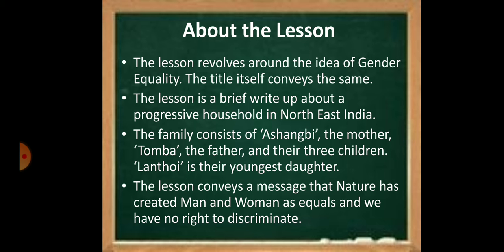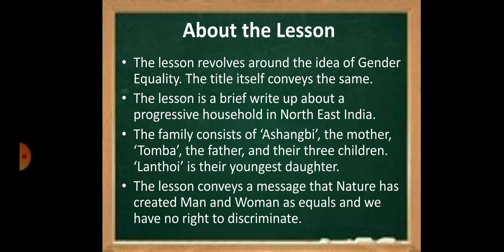We came across the word household in the previous chapter. Household means members living in a family. So, the family consists of Ashangbi, the mother, Tomba, the father, and their three children. Lenthoi is their youngest daughter. The lesson conveys a message that nature has created man and women as equals and have no right to discriminate.